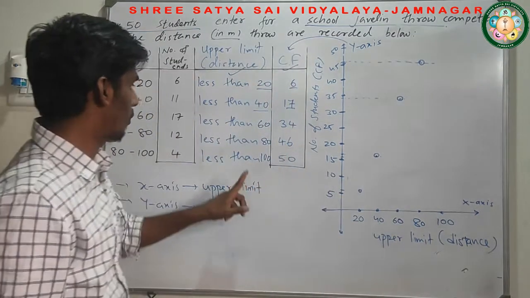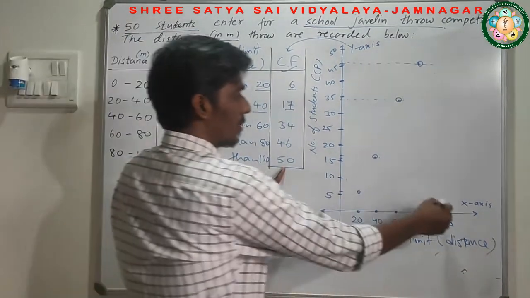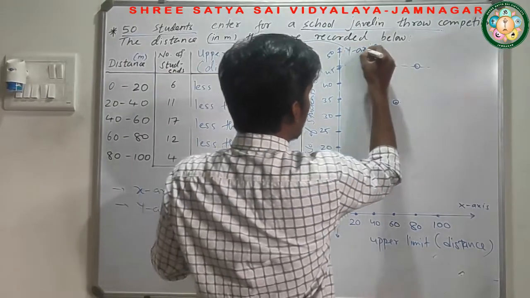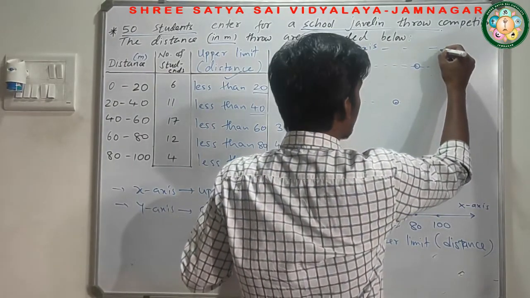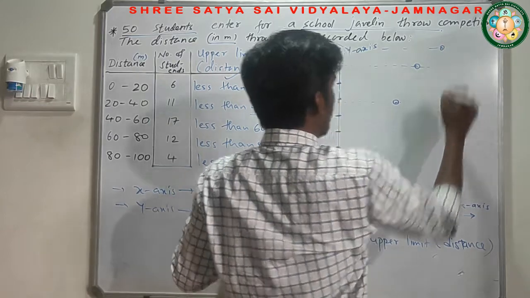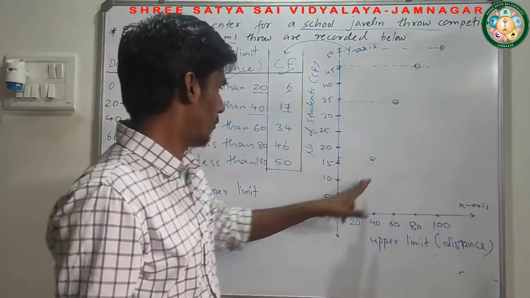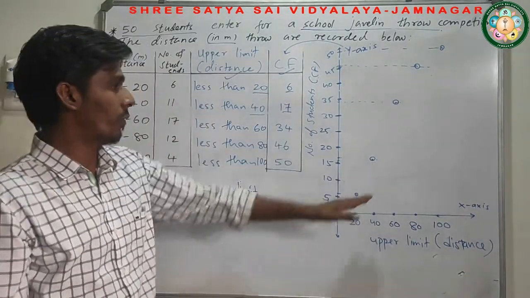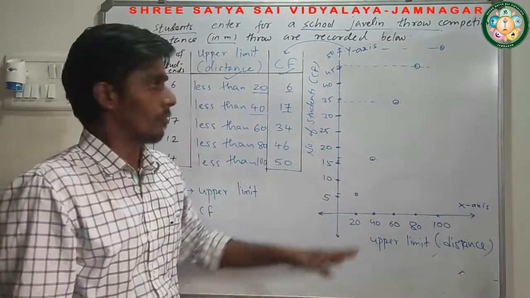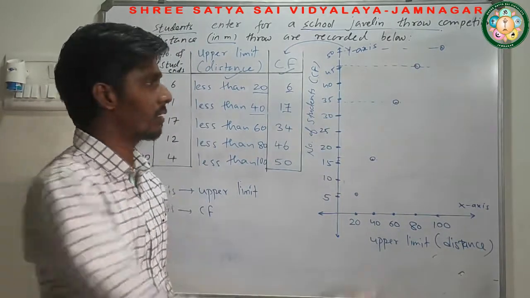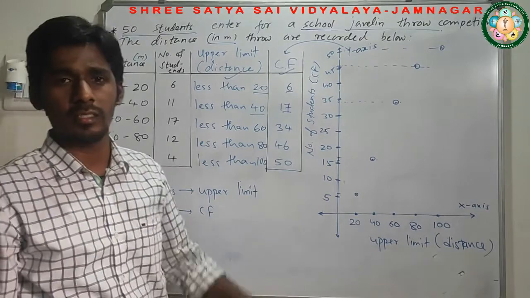And the last one is what? 150, the maximum, this one and this one. Somewhere here. So if you look at these points, we get a curve. Always you have to draw a line here freehand. Freehand means you just curve it without using a scale.